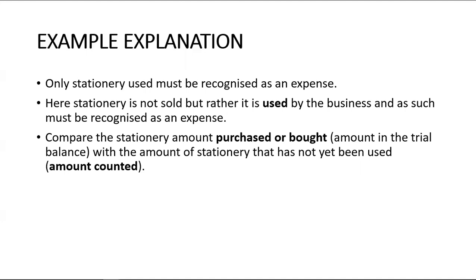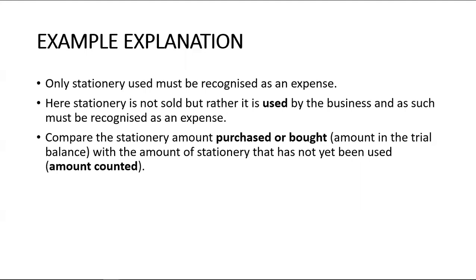Now, when we compare the two, what we purchased, remember, is all the stationery that we have. It includes what we have. The stationery that we have in the trial balance is the cost of all stationery, including the ones that we have in the warehouse. They are all in there. But the one that we have in the warehouse, we cannot expense it.